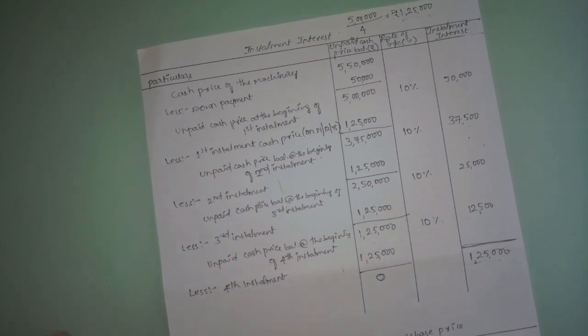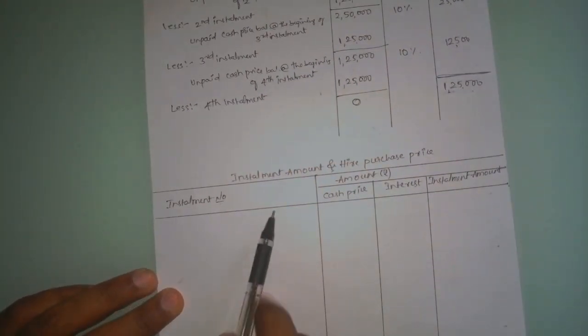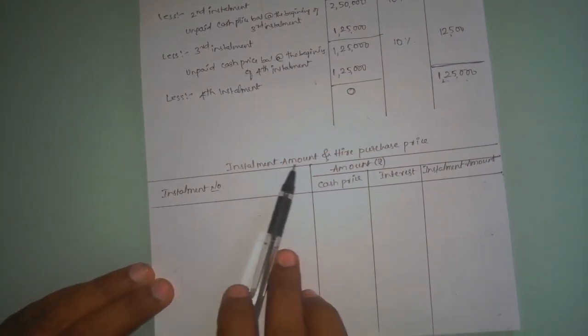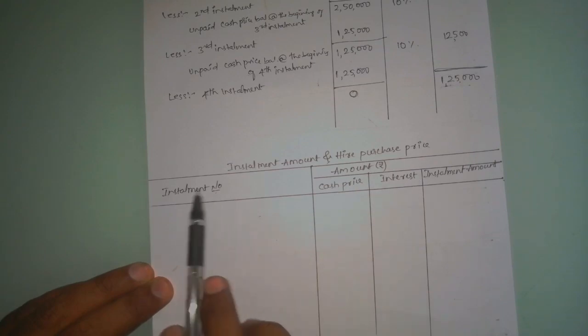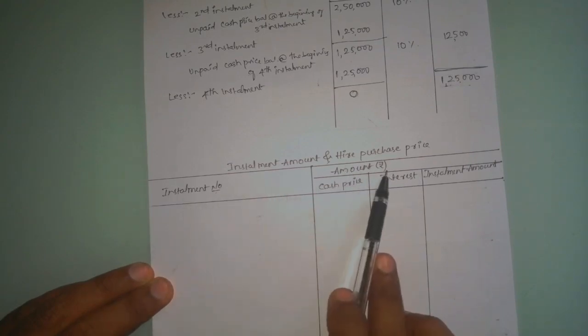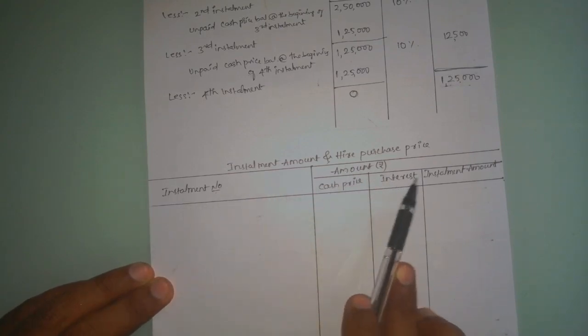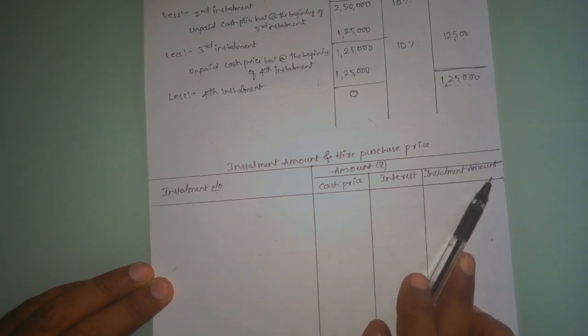After that, you need to prepare the installment amount and hire purchase price. After preparing the installment interest, you need to prepare the installment amount and hire purchase price. Let's see here. You need to draw a table like that: installment amount and hire purchase price. Here: installment number, amount in rupees, cash price, interest, total installment amount.